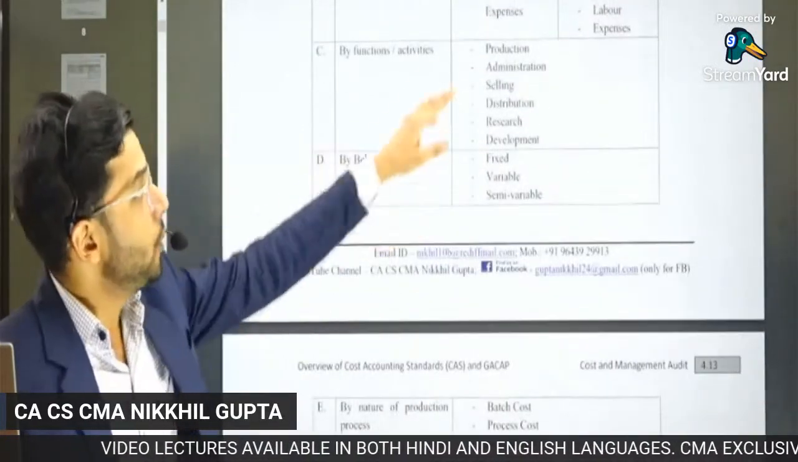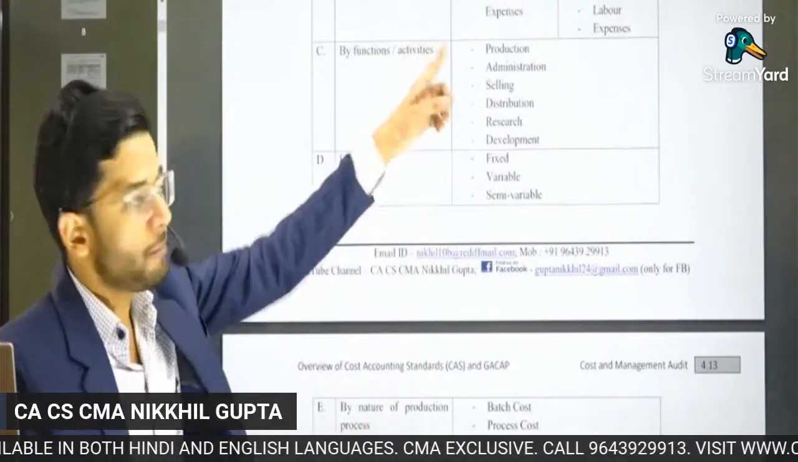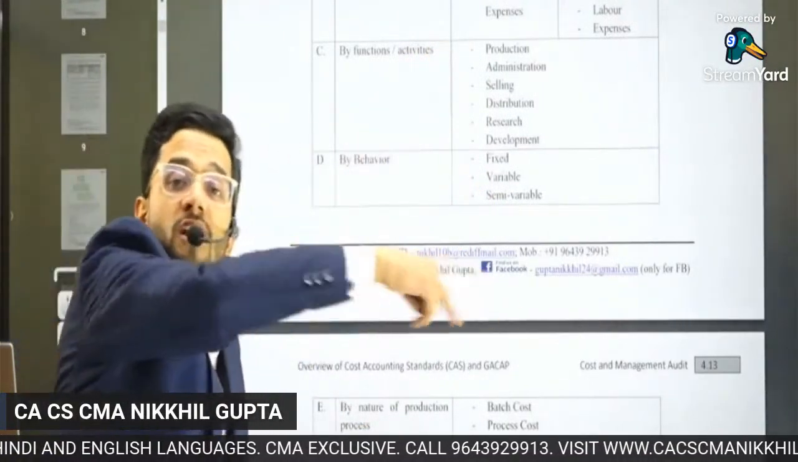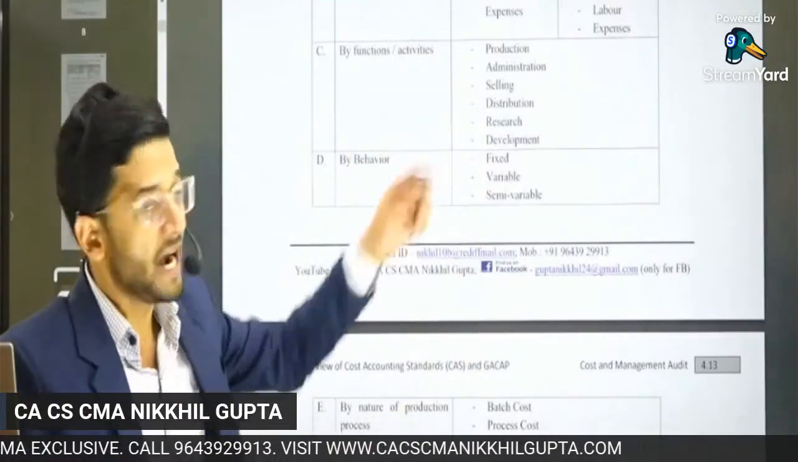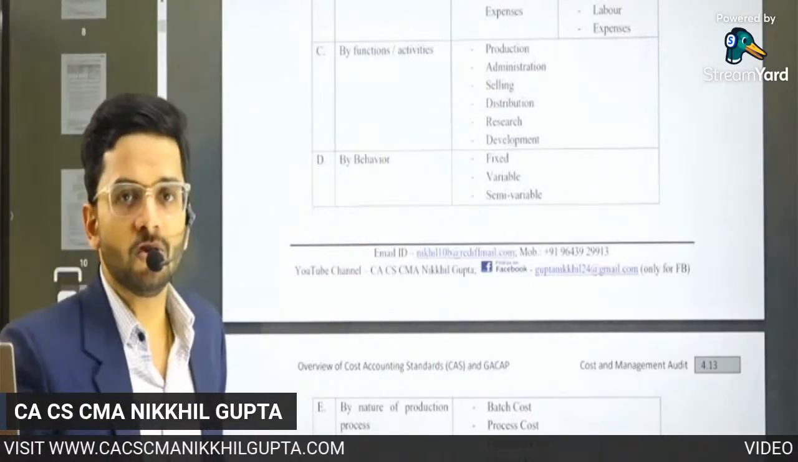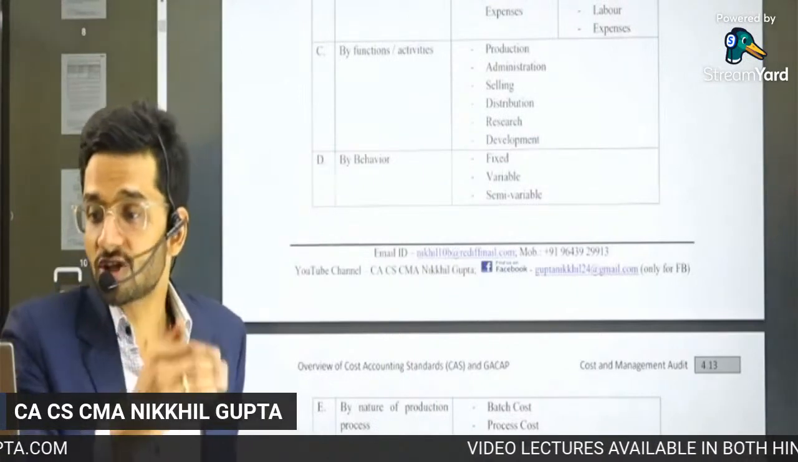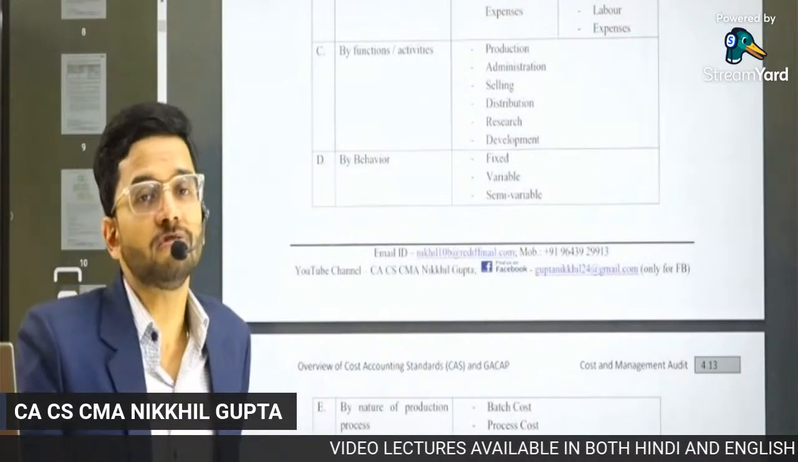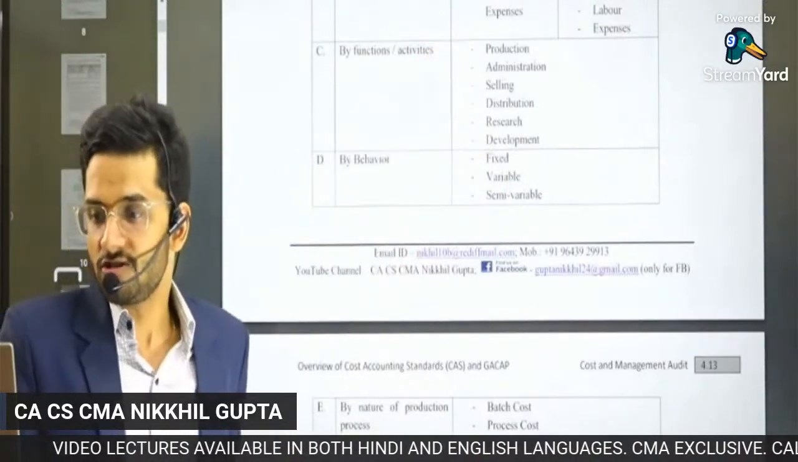By functions, what functions are you performing? According to that, we can classify our cost. For example, if you are performing production function, then all the costs which are related to production are clubbed in this head. If you are performing administration function, then all the costs related to the administration function will be classified under this head. So these heads are according to function. If these heads are according to function, then our cost will also be according to these functions.